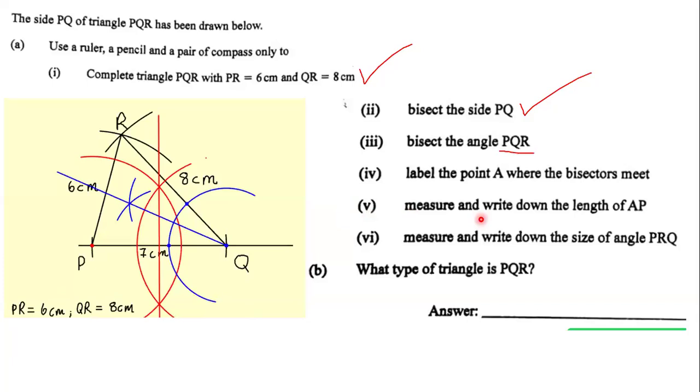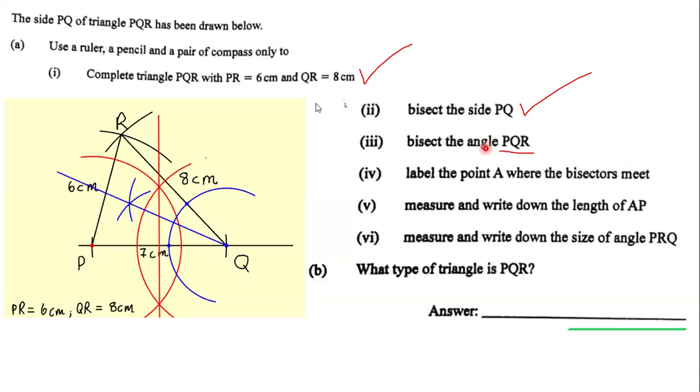Okay, good. Read the third one. Label the point A where the bisectors meet. Continue. Measure and write down the length of AP. Measure and write down the size of angle PRQ. Right, what type of triangle is PQR?